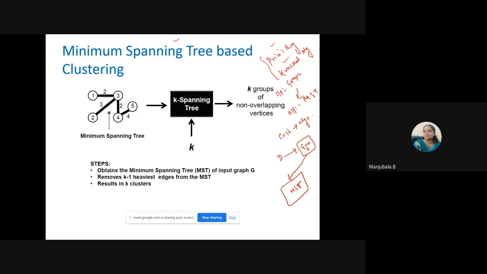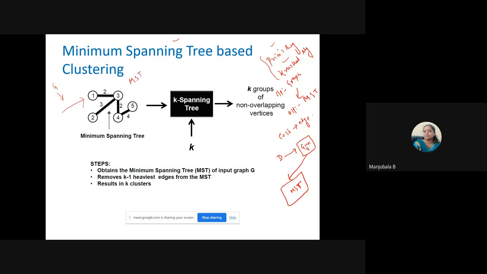So how to find out that one? That I am going to discuss here. So assume from the given graph, you are able to construct or represent your data points in a graph, and you have applied the minimum spanning tree algorithm, right? And you got this MST, minimum spanning tree.